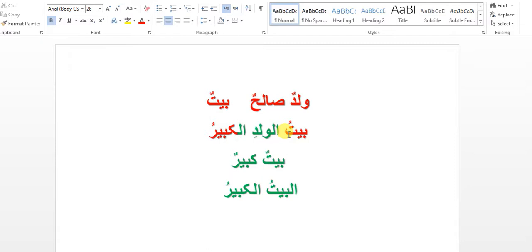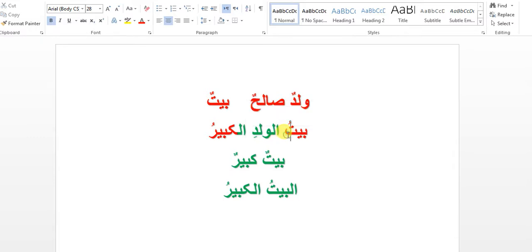Okay. So when we make a muzaf ilayh, the muzaf automatically becomes marifa because it is related with someone else. So here baytu is related with al-waladi. That's why baytu is not a general home but a very special home, and that home belongs to the child. So baytu is marifa, that's why its sifat will be marifa, not nakira.